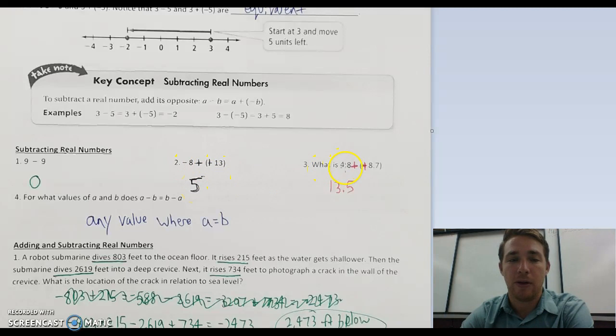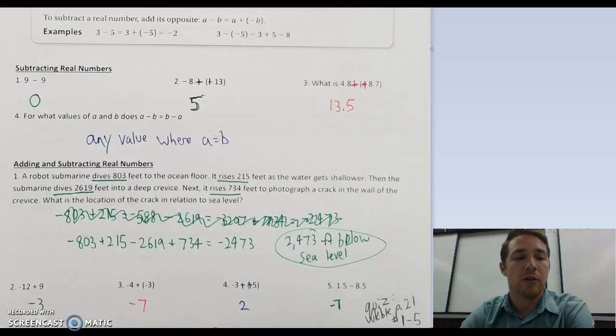Same idea, if I take 4.8 and it was minus a negative 8.7, I can change that to plus a positive, so adding those two I get 13.5. And for what values of a and b does a minus b equal the same thing as b minus a, that's anything where a and b are the same. So like 5 minus 5 is 0, or if I switch those and they're still the same, 5 minus 5 is still 0.